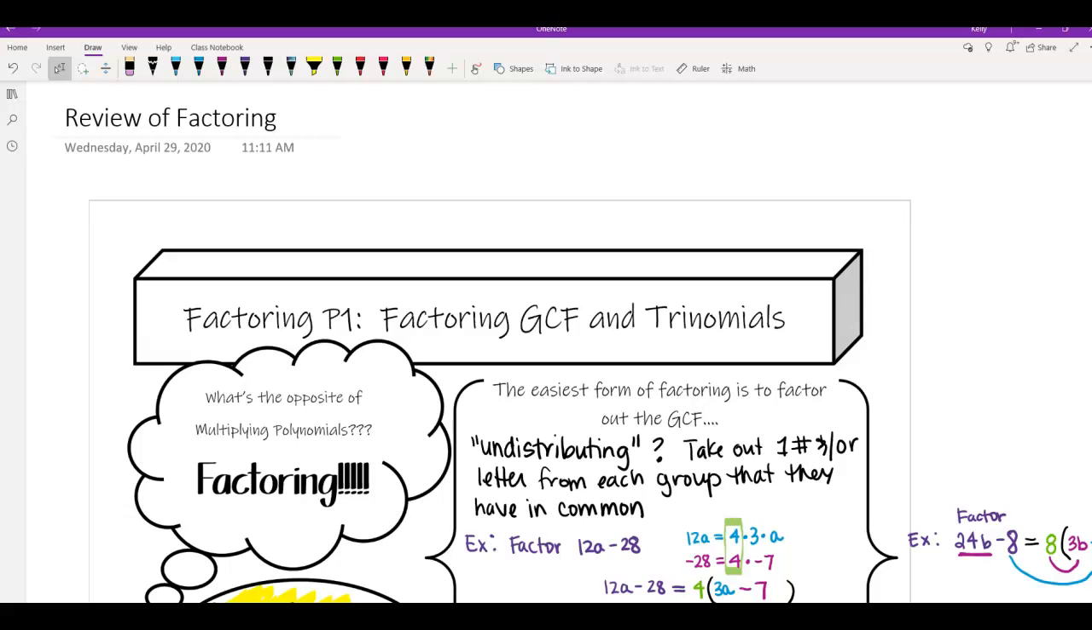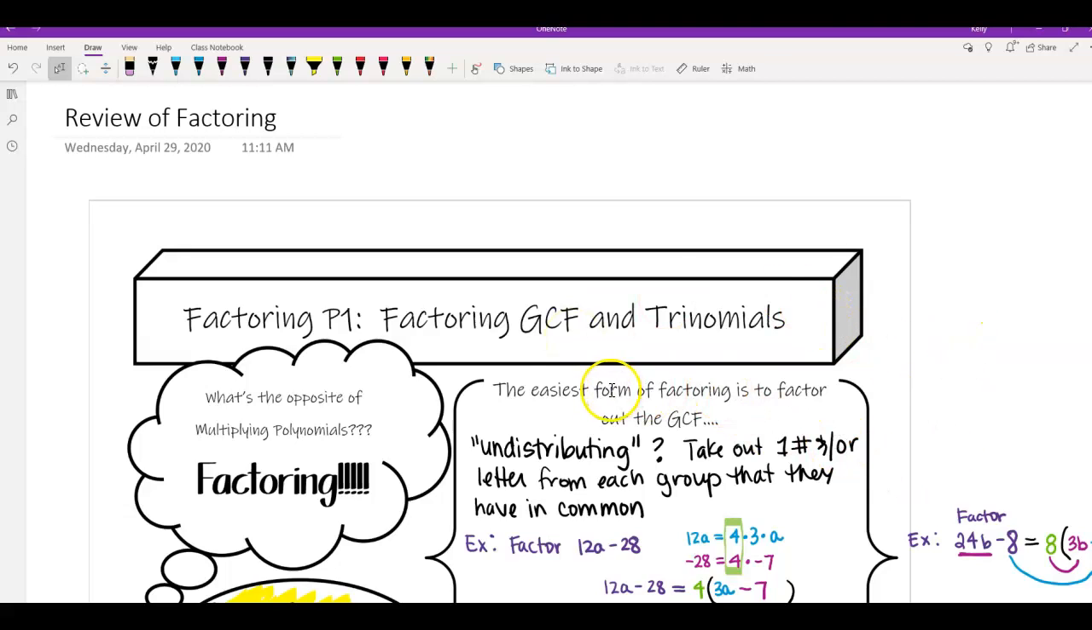All right, today's review lesson is on factoring, which we did spend a lot of time on. So we're just going to go through this quick review. Remember, factoring is the opposite of multiplying your polynomials. So basically, you're going to be unmultiplying. And if you remember from yesterday, one of the ways we multiplied was to distribute.